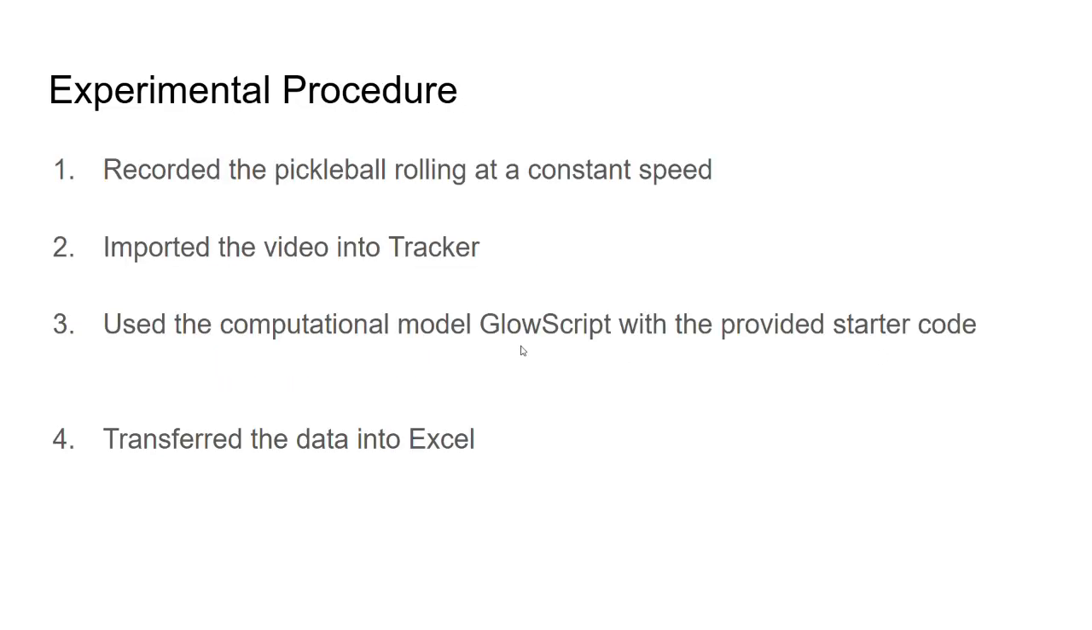So for the experimental procedure, I first recorded the marker rolling at a steady speed next to a ruler so I could calibrate the distance. Then I imported the video into Tracker and marked the position frame by frame. And after that, I built a computation model in GlowScript using the provided starter code. And finally, I transferred both datasets into Excel to compare the experimental and theoretical results.